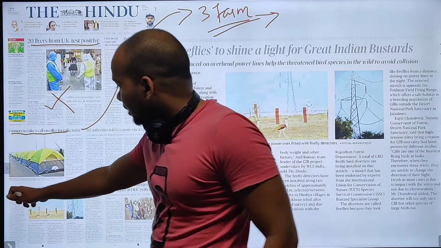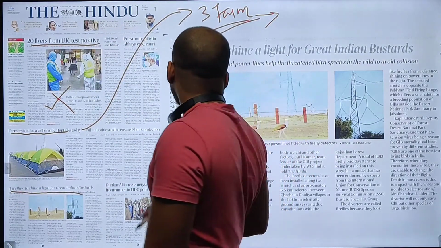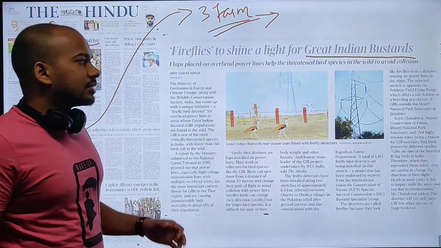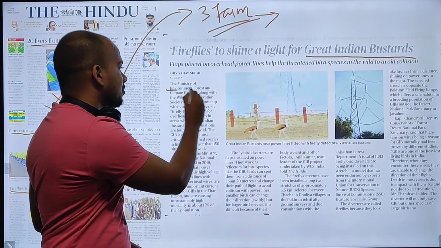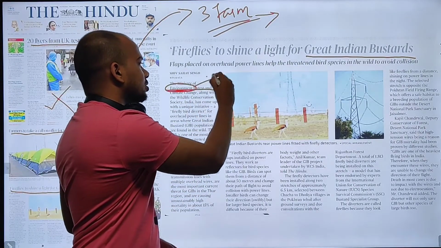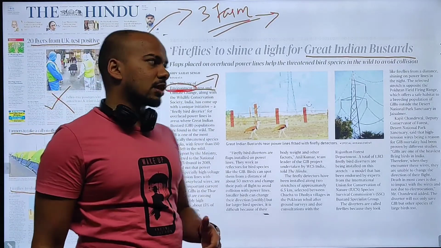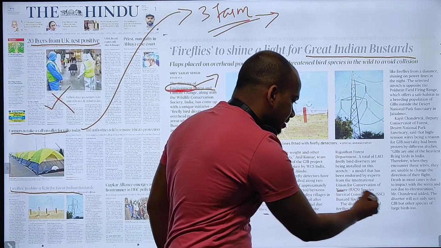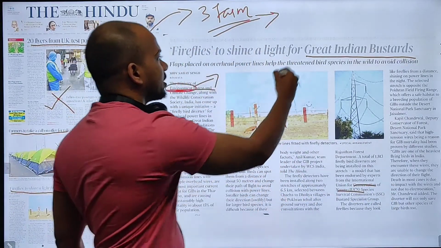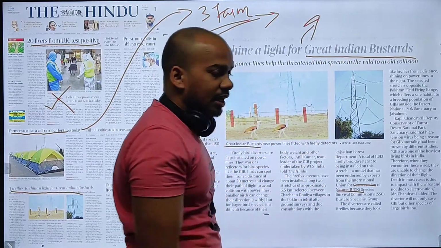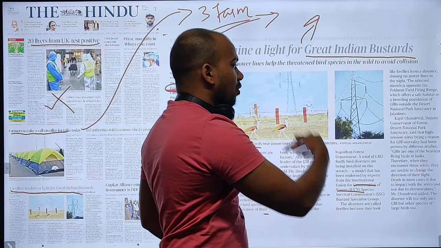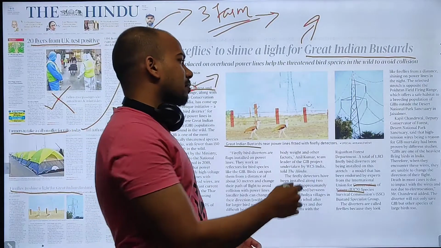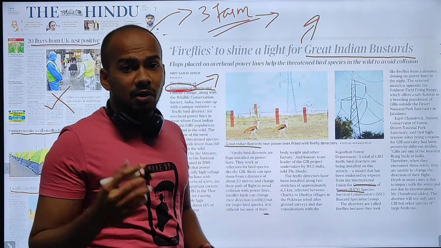Then you have another article here, Fireflies to shine a light for great Indian bustards. This is important because here you see Ministry of Environment. As the word environment comes, this is part of the syllabus, right? So you need to know about the great Indian bustard. You have to read the article and get to know the innovative program they have done to avoid the collision of these birds with electrical lines. They are providing some kind of lighting, and as a result the birds will be warned.